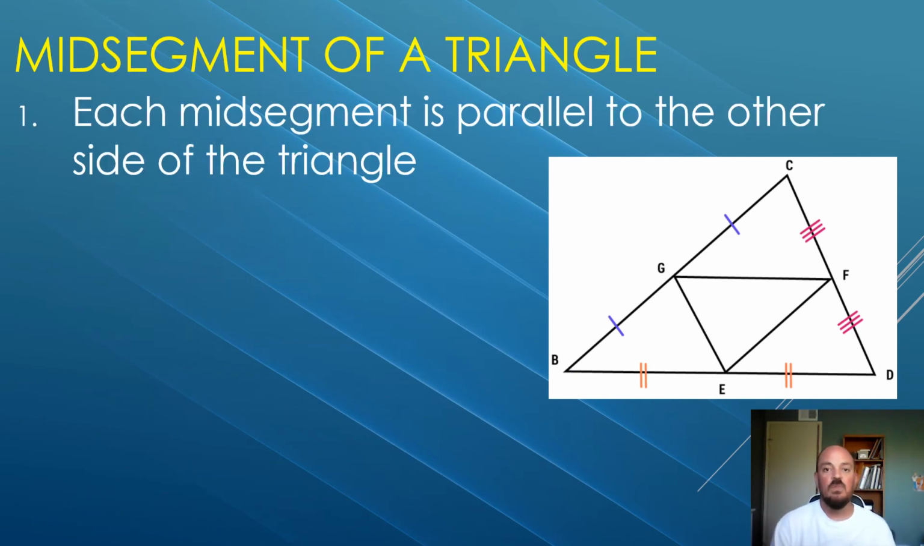Number 1, each midsegment is parallel to the other side of the triangle, meaning the one that you didn't use to make it. So for example, the bottom of the triangle, BD, is going to be parallel to GF here. And I could have done that for any of the 3 of them. In fact, I'll do one more. CD right here, I'll do 2 arrows, is parallel to GE here, 2 arrows. And then the third one, BC, would be parallel to EF.